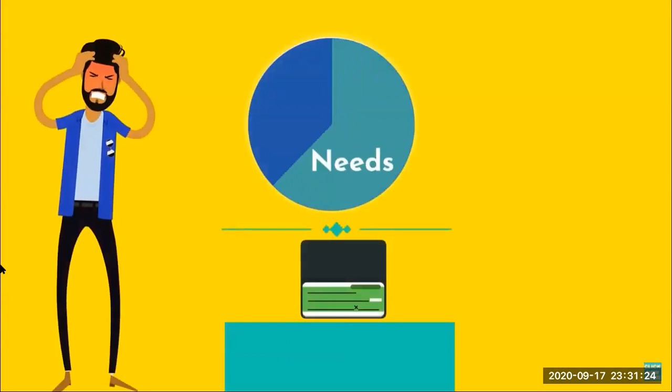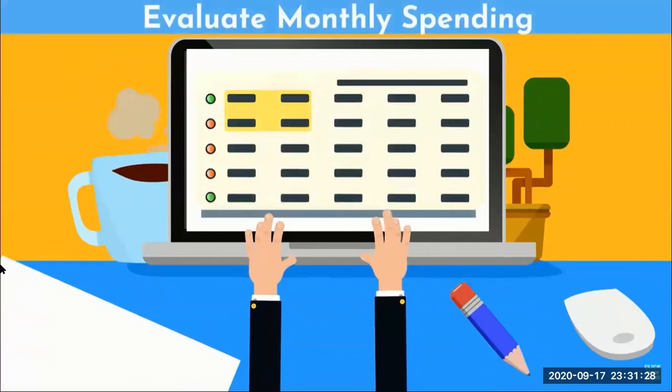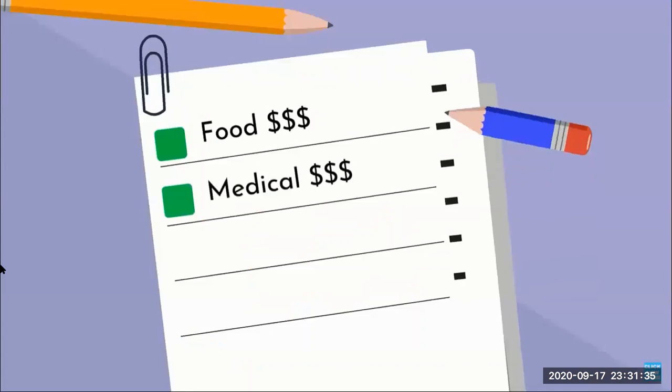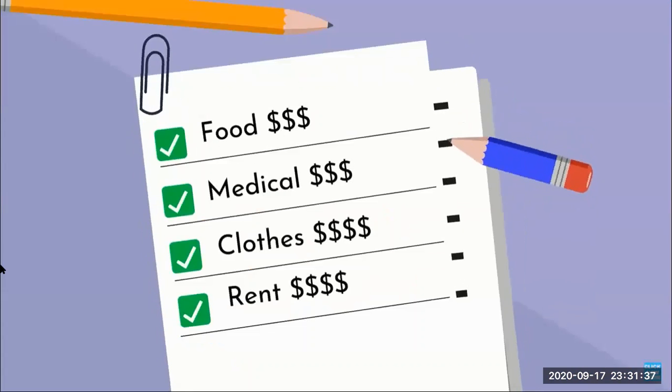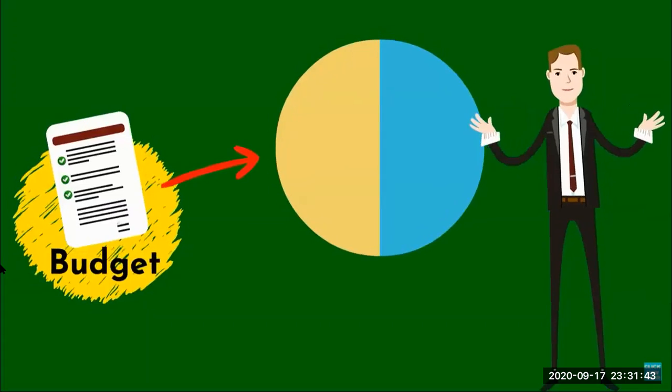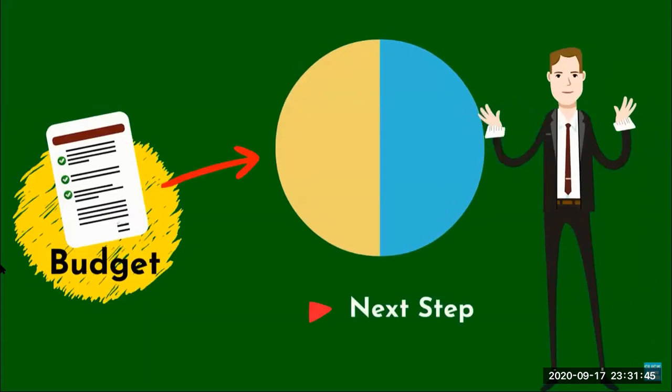If you do, however, spend more than 50% of your paycheck on your needs, don't panic. All you need to do is carefully evaluate what you spend your money on each month. A good rule of thumb is to track your expenditure so you can have a good picture of where your money goes. Once you know where your money is going, adjust your needs by reducing unnecessary expenditures or find cheaper alternatives. Once your budget matches the 50% limit, you can now proceed to the next step.